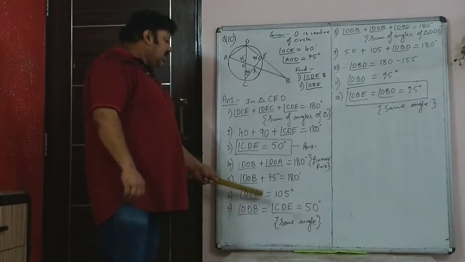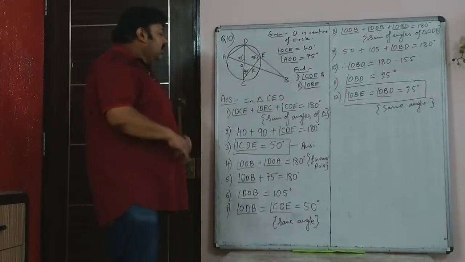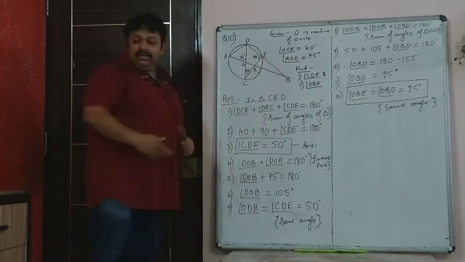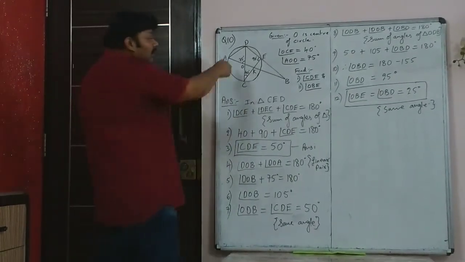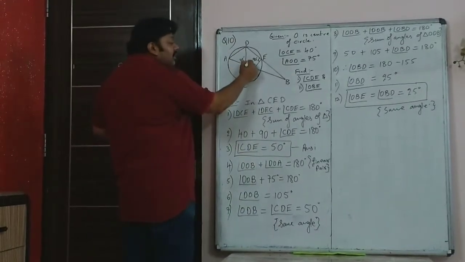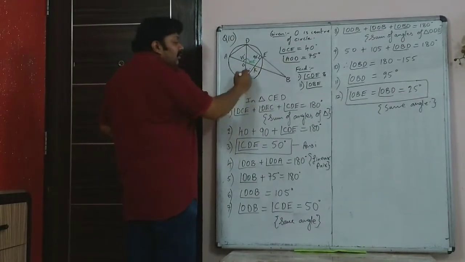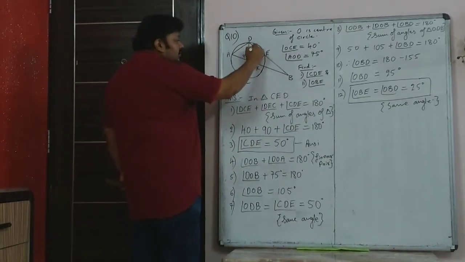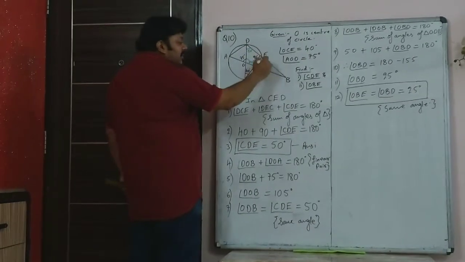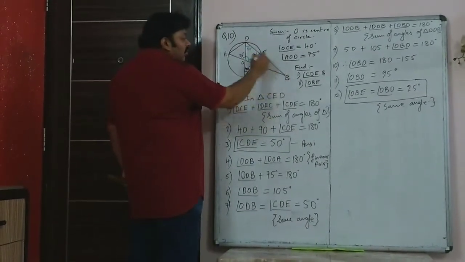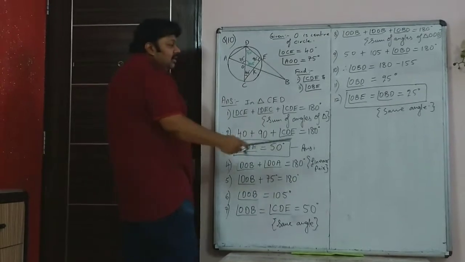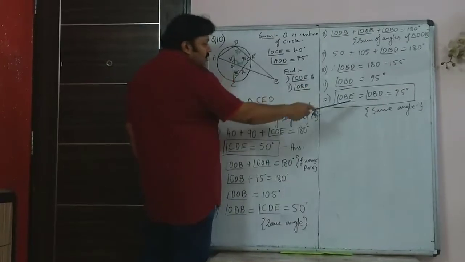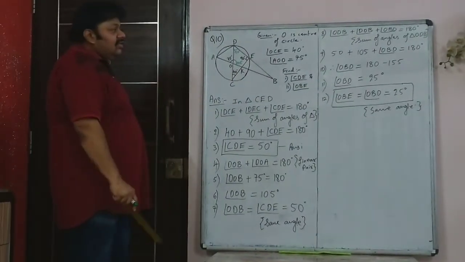ODB is same as CDE. Now why am I taking ODB? Because now I am going to consider this triangle. In triangle ODB, you just found that this angle is 105. You had earlier written in step 3 that this is 50. So 105 plus 50 plus this angle OBD is 180. So you will get OBD is 25. So 180 minus 155, that is 25.